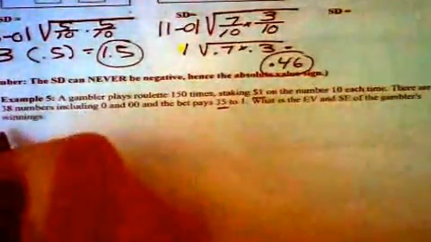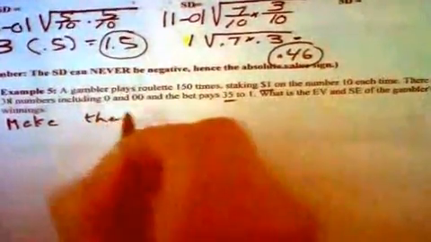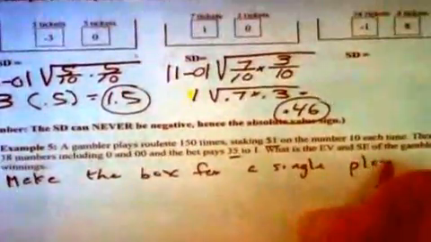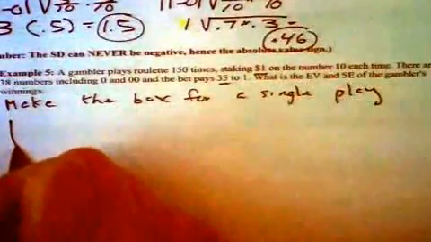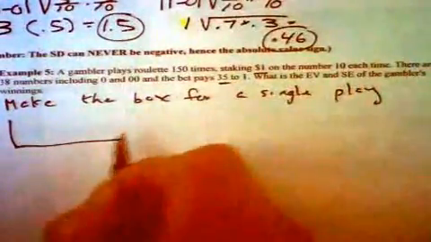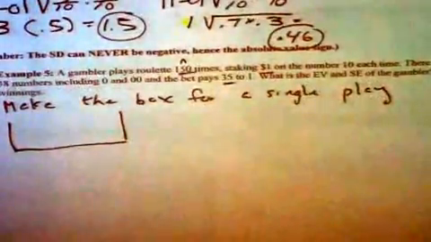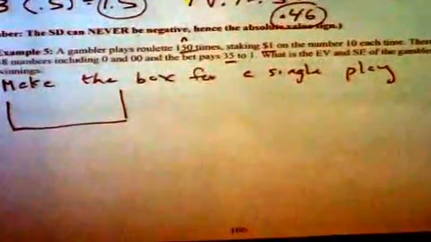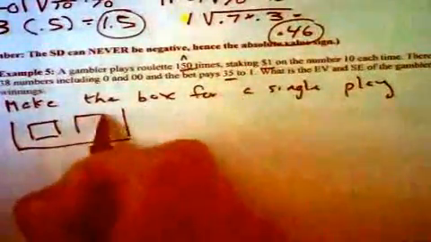All right, now first of all, let's make the box for a single play. We're going to translate it into a box model and just think about one play, instead of the 150, which is n. For any of these roulette games, there are just two things that can happen on a single play: you can either win or you can lose.